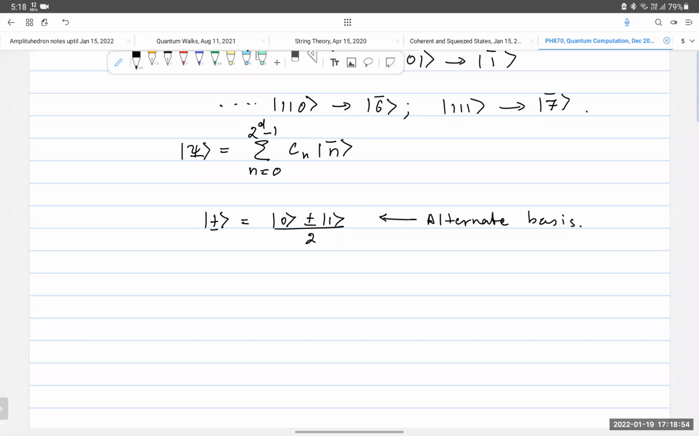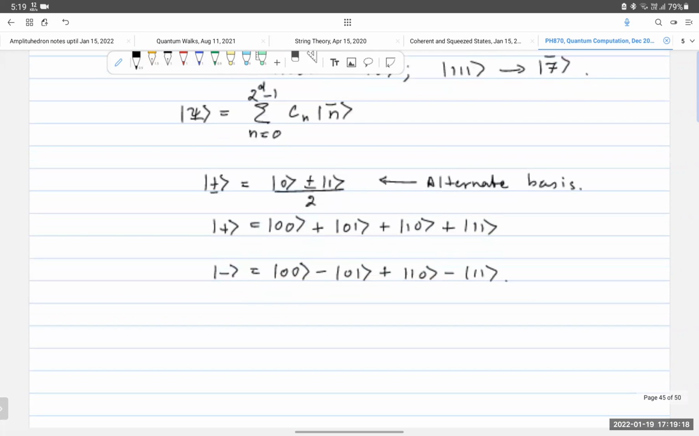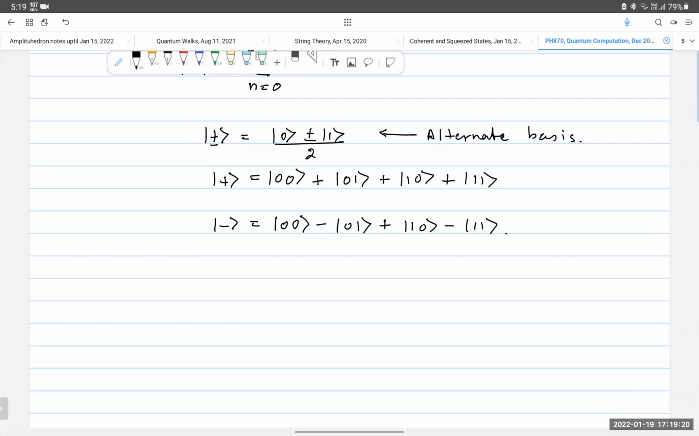For instance, if you have 2 qubits, you could have a symmetric combination like this. I'll call this a plus state, and then a minus state would be something like this. So you can have symmetric and anti-symmetric combinations of this form.